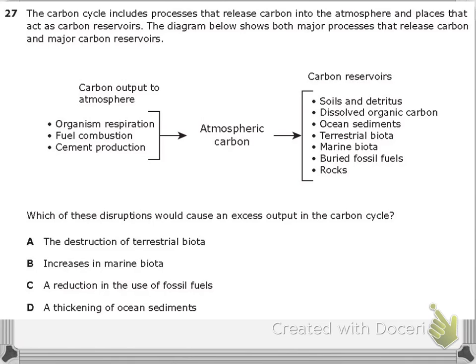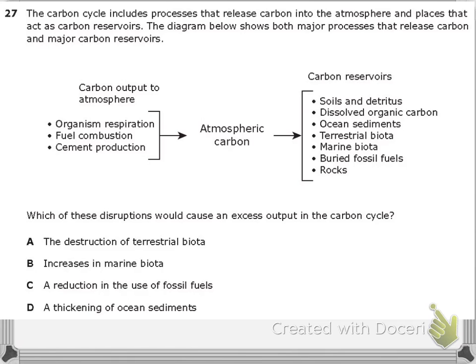The carbon cycle includes processes that release carbon into the atmosphere and places that act as carbon reservoirs. The diagram below shows both major processes that release carbon and major carbon reservoirs. The question is: which of the following disruptions would cause an excess output in the carbon cycle?